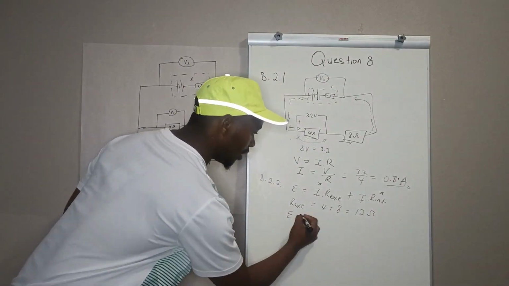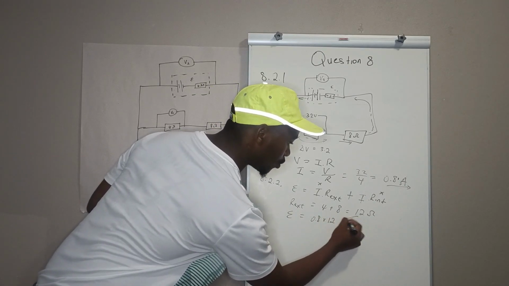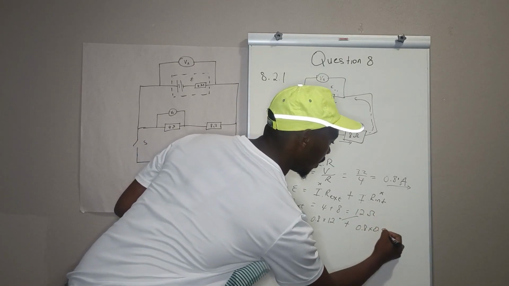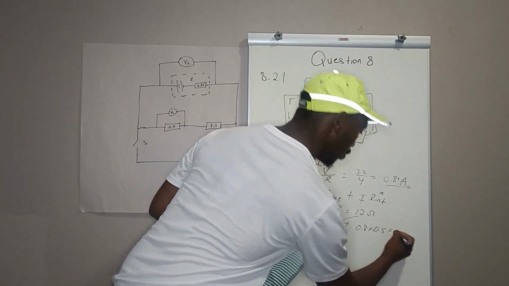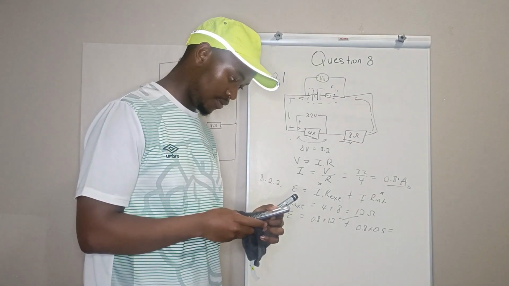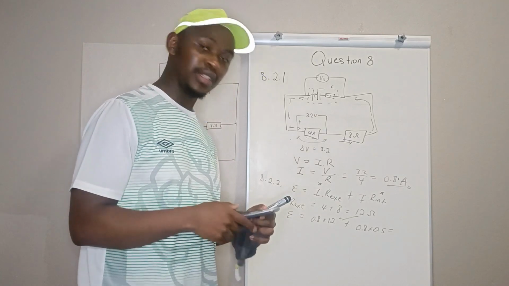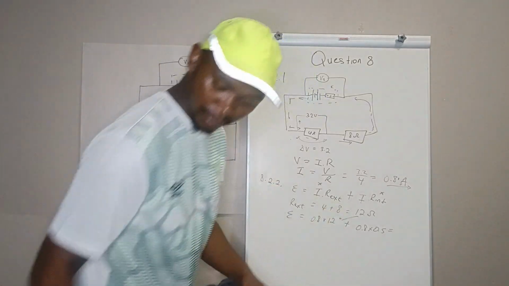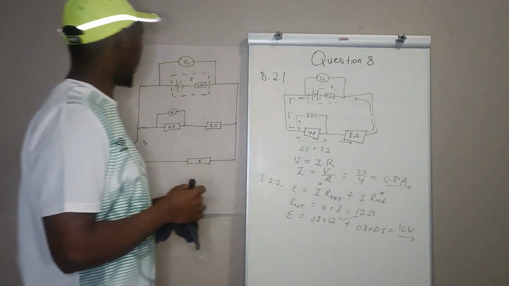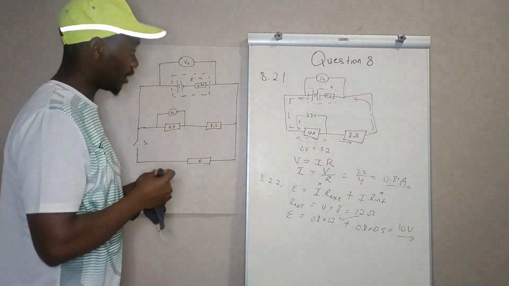All right. Therefore, our EMF, we substitute everything, is going to be 0.8 times 12 ohm, which is what we're substituting from here. Then you add 0.8 multiplied by 0.5 ohms. This will give you your EMF. And that is equal to 10 volts. All right, 10 volts. That will never change. So we can even come to our diagram here and write it as 10 volts.